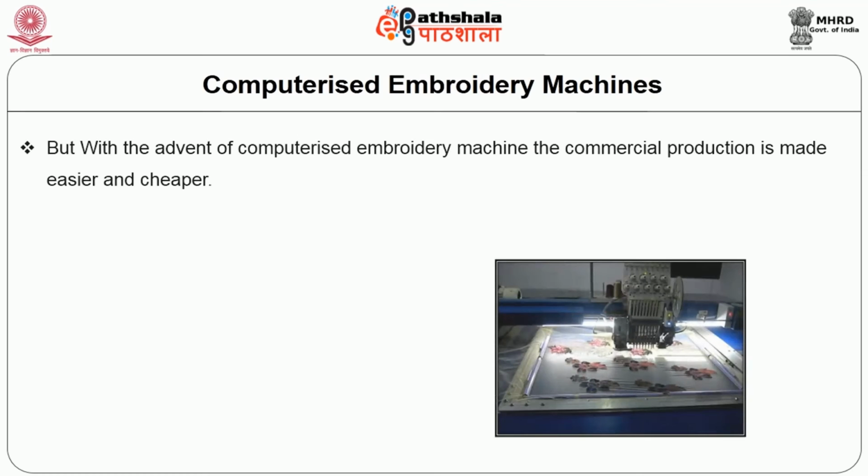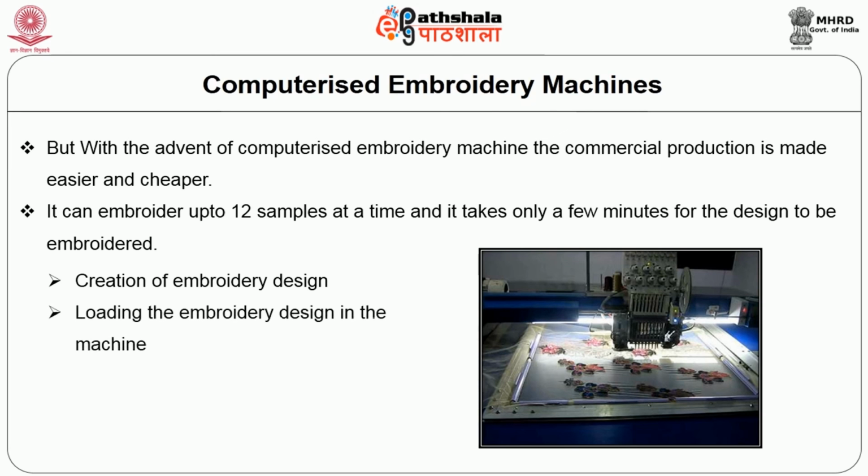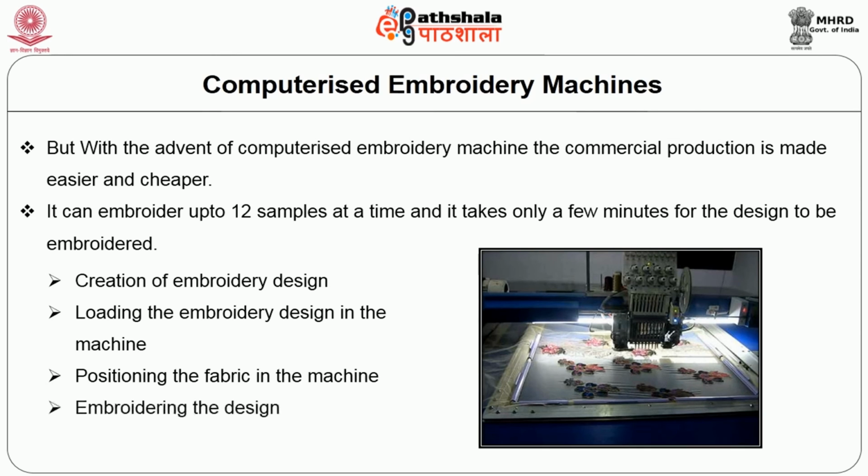But with the advent of computerized machines, the commercial production is made easier and cheaper. It can embroider up to 12 samples at a time, and it takes only a few minutes for the design to be embroidered. The following are the steps involved in the computerized embroidery machines for creating an embroidery design. One is the creation of the embroidery design, and another one is loading the embroidery design in the machine, positioning of the fabric in the machine, and finally the embroidering.